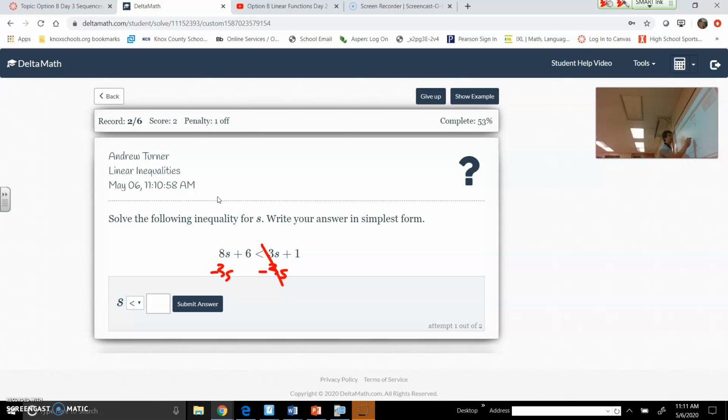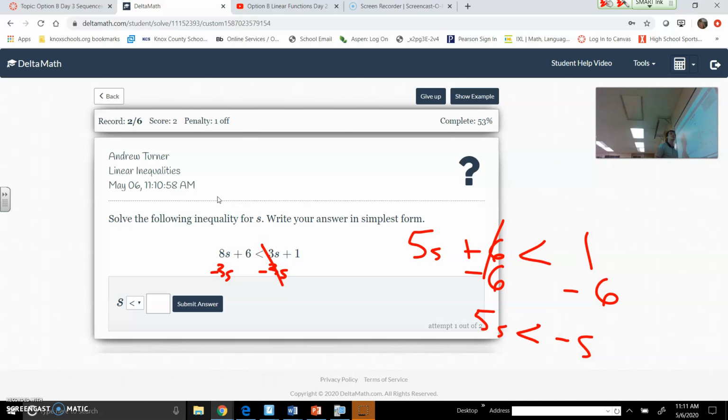8 minus 3s. My 5s and s's always look so similar, so I'll be careful there. Plus 6 less than 1. Let's subtract 6 from one side to the other: 5s less than negative 5. In this problem, you're not dividing by a negative. The number that's moving is positive 5, so I won't flip the sign here. It needs to be less than negative 1.